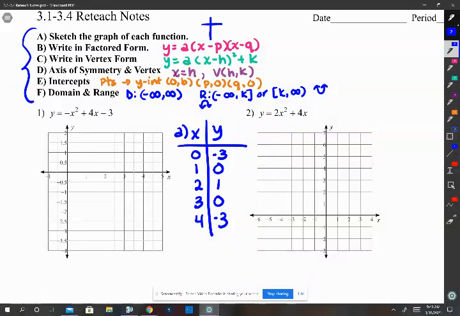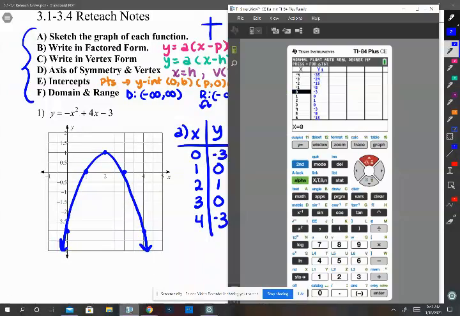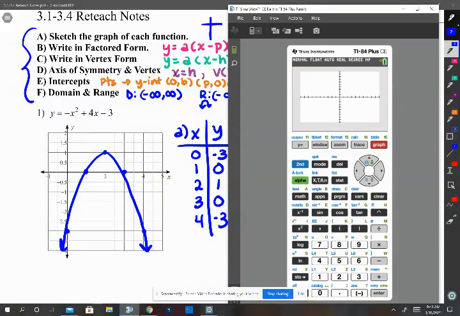And so what we're going to do with that is we're going to graph those. I'm going to go 0, -3, 1, 0, 2, 1, 3, 0, and 4, -3. Okay, so that's what my picture looks like. And so I'm going to connect those dots and it should make a U, and hopefully you're kind of seeing that. Now, you can always double check, like I can push graph and see that my graph is going to be close to that, okay?